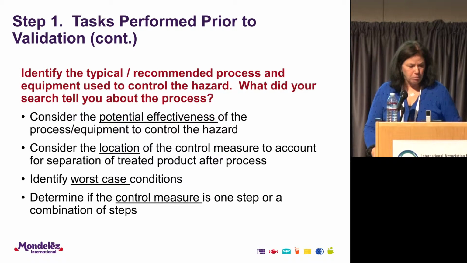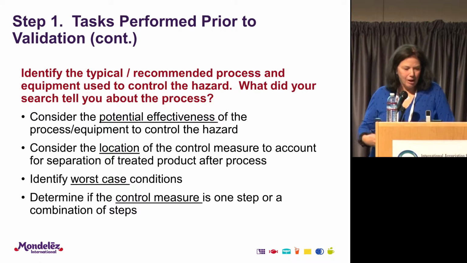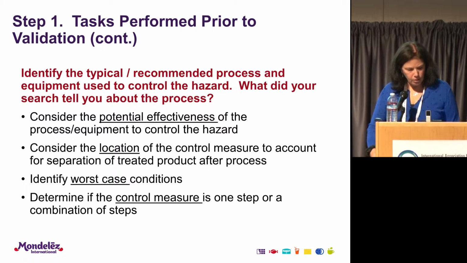The next step prior to validation would be to identify a recommended process and the equipment to control the process. What did your search tell you about this? So you have to consider the potential effectiveness of the process equipment to control the hazard. Is there already out there a well-established process for your product? Consider the location of the control measure to account for separation of treated product after process. I want to say this, but these are all really big points. Location of where you put your control measure is really critical to the flow of your product. You want to identify the worst case conditions, and I'll get to these a little bit later. And you want to determine if the control step is one step or a combination of steps.